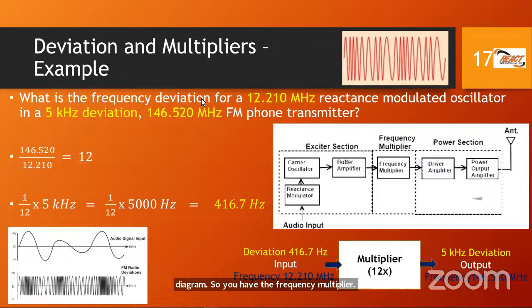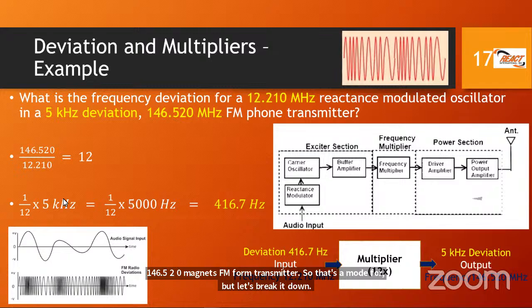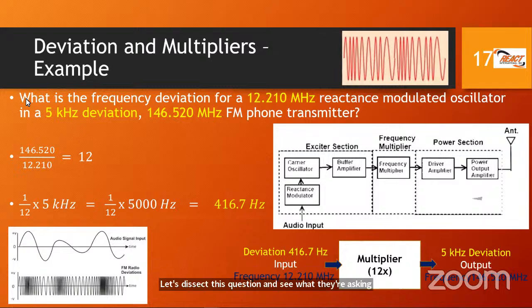What is the frequency deviation for a 12.21 megahertz reactance modulated oscillator in a 5 kilohertz deviation with a 146.520 megahertz FM phone transmitter? So that's a mouthful, but let's break it down. Let's dissect this question and see what they're asking us so that we can apply it. It's actually a very simple question in the end, but they have put a lot of information here, and that's why understanding every single word and the context of each of these words is important. Let's dissect first.